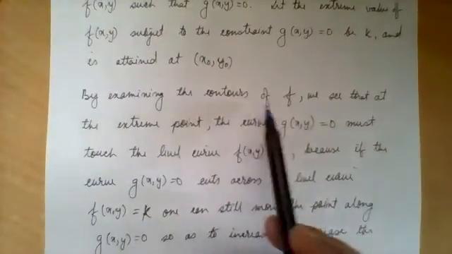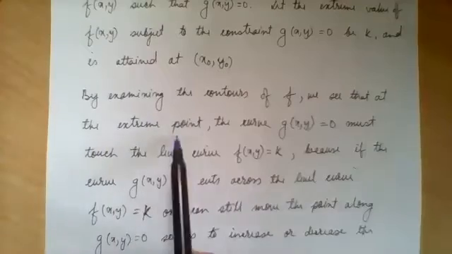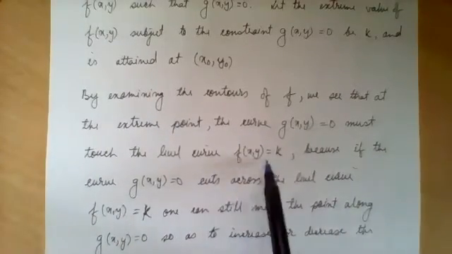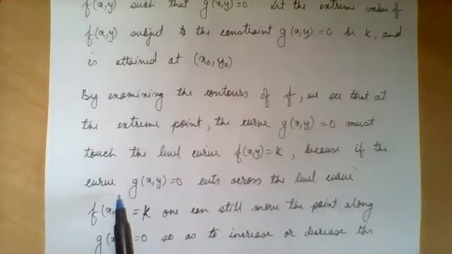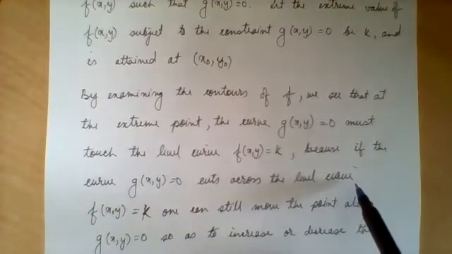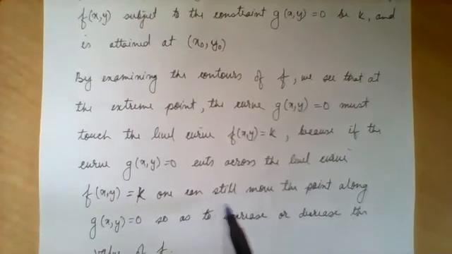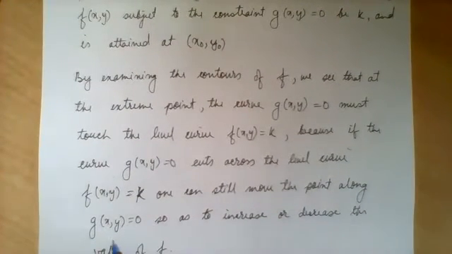By examining the contours of F, we see that at the extreme point, the curve G equal to 0 must touch the level curve. Because if the curve cut across the level curve of F, one can still move the point along G(x,y) equal to 0 so as to increase or decrease the value of F.